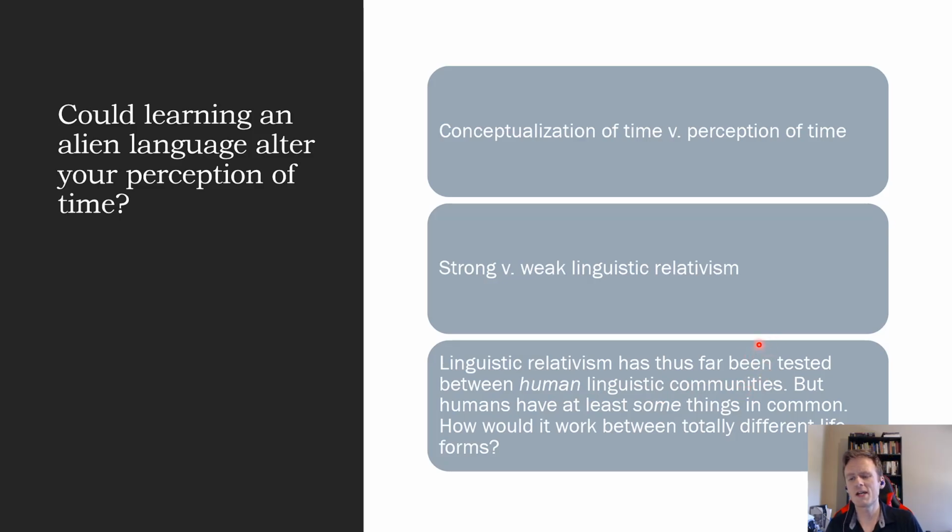But an outstanding question that we still haven't answered is, humans seem to have some things in common. That's what the study I showed suggested, but we still don't know how it would work between totally different life forms. Is it really going to be the case that we could share thoughts between us and the heptapods? I kind of assumed that, but it's not so obvious.